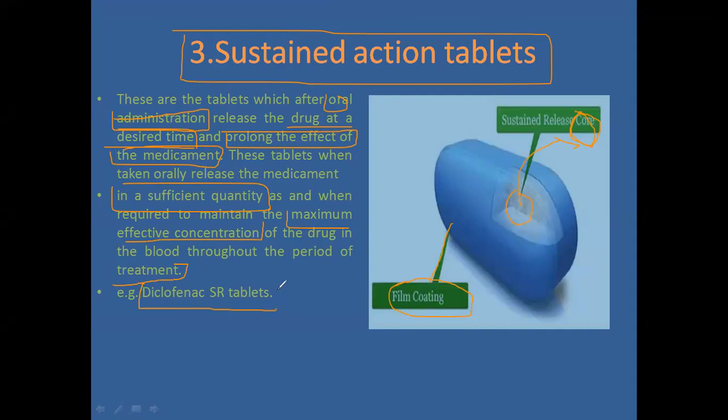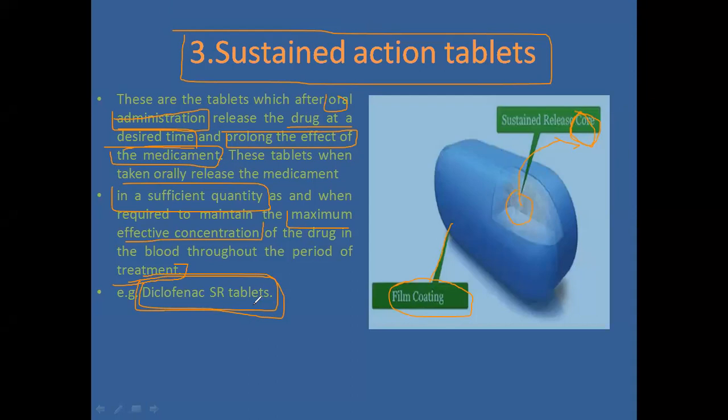See, many a times, in general, you may have noticed that the whole detail of the tablet is given on the label of the tablet strip. Whether it is strip packaging or blister packaging, the strips contain all the information for the particular tablet. So sustained release tablets are going to release the drug at the desired time and prolong the effect of the medicament. Clear?